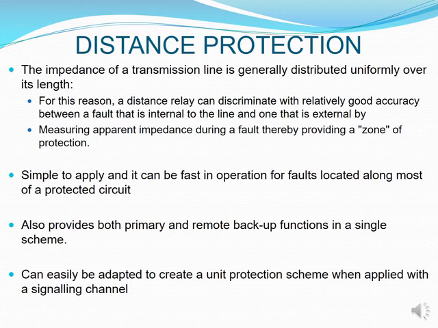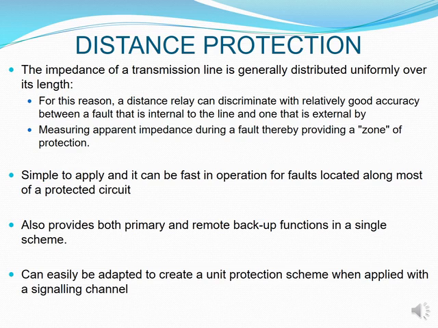For this reason, the distance relay can discriminate with relatively good accuracy between a fault that is internal to your line and a fault that is external to your line. So it just looks at what is internal to my lines and what is external to my lines. If it's external, it will not provide protection. If it's internal, it provides your protection. So it measures your apparent impedance during a fault, thereby providing a zone of protection.